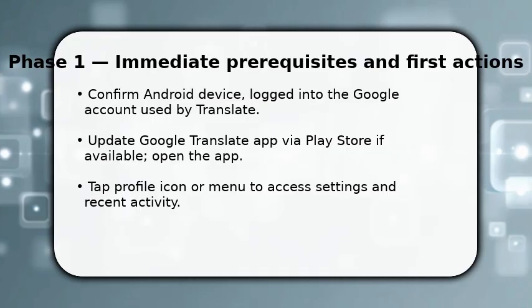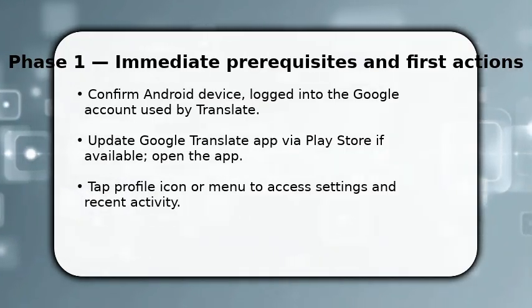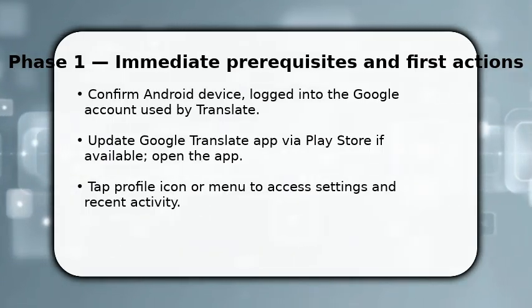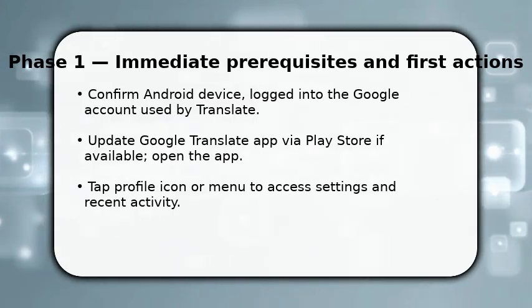You start by ensuring your Android is on and you're signed into the same Google account used with Translate. Once done, open the Google Translate app. Do this now. Make sure the app is updated for consistent options. Update in Play Store if needed.